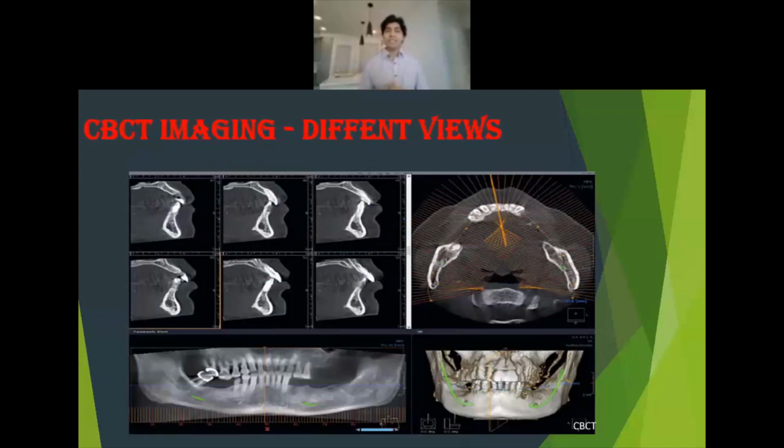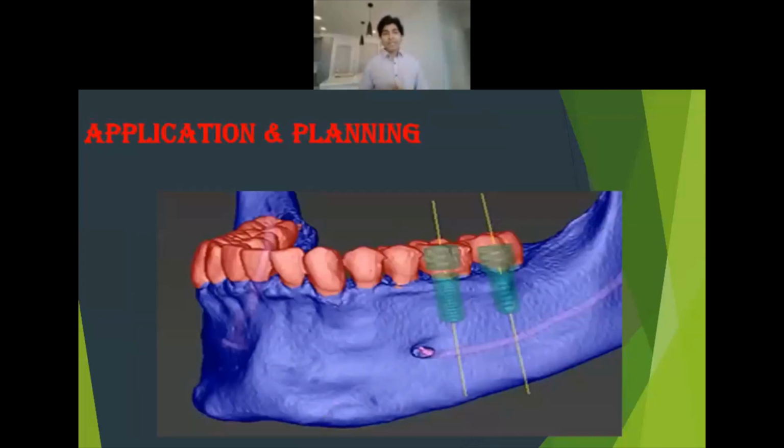These are the CBCT slices or images with different views, including axial view, sagittal view, and panoramic views. Application and planning is very important, and these are the aspects where we can rely on CBCT slices to plan accordingly. Virtually we can plan the implant position, width, length, and also vital structures like the mandibular inferior alveolar nerve and sinuses, so we can avoid involving such vital structures. In those cases, CBCT planning is much more helpful.